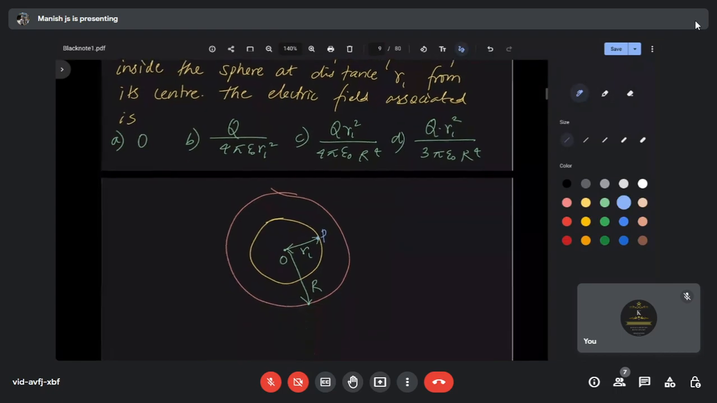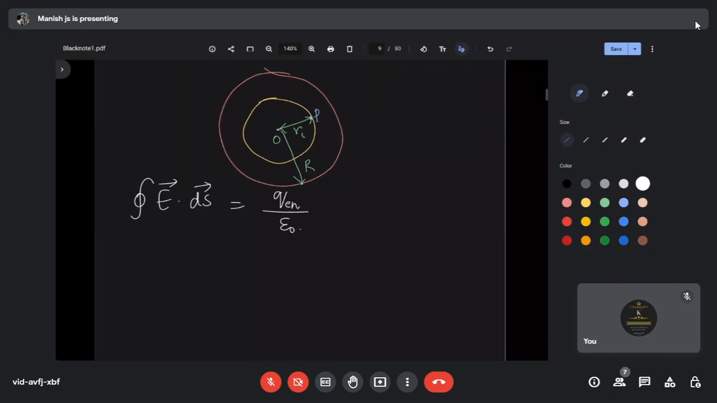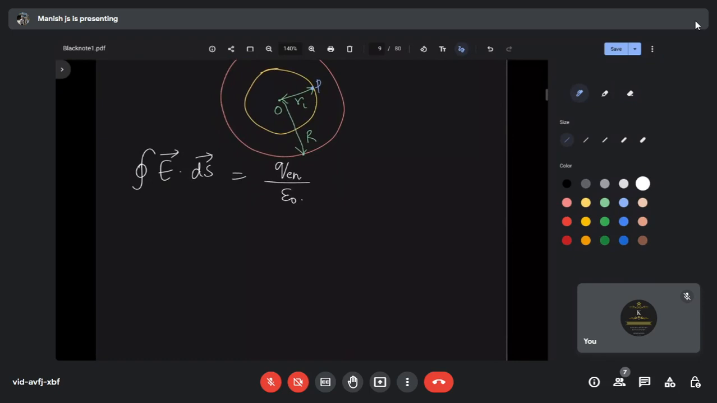If you are considering the Gaussian surface at point P, what will it be? According to Gauss theorem, the closed integral of the electric flux, E dot ds, is equal to the charge Q enclosed divided by epsilon naught. So this is the relationship. Use this. The surface is obviously a spherical surface, so the electric field E you can take outside, times the closed integral of ds. What is the value of the closed integral of ds? Anybody?